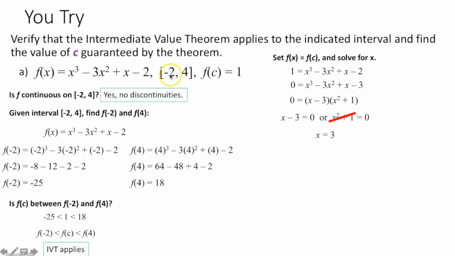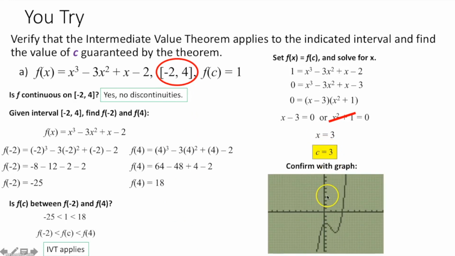Yes, our interval is from -2 to 4, so we have found our c value of 3. We confirm this with our graphing calculator, and you can see that at x equal to 3, we're going to have a y value equal to 1.